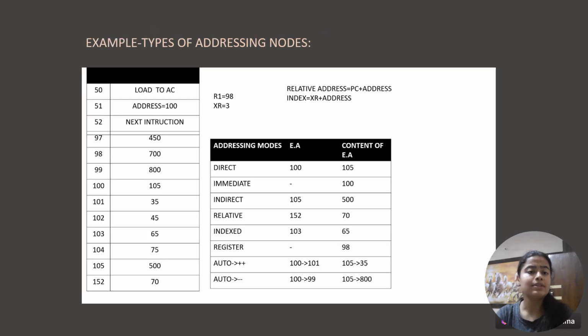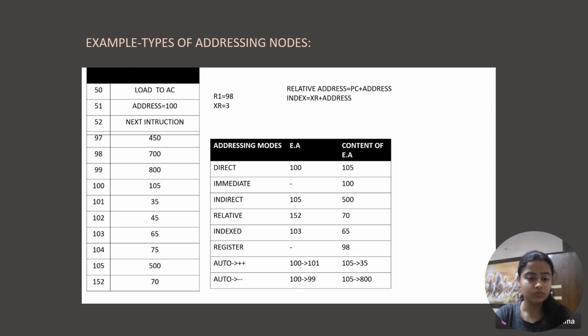Moving on further, we have an example of how the different types of addressing modes can be used. Coming to the first one, the given values are R1, a register which stores the value 98, and XR, which has a value of 3. And here we have the representation of the relative address, which is the sum of your PC and the base address. Coming next to that, we have the index mode, that is XR plus the base address.